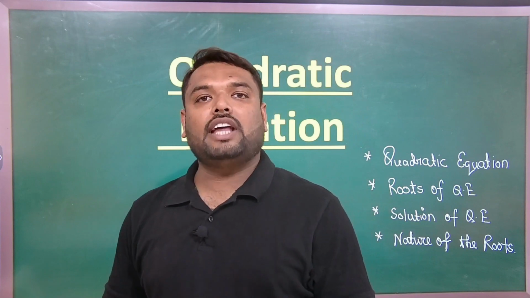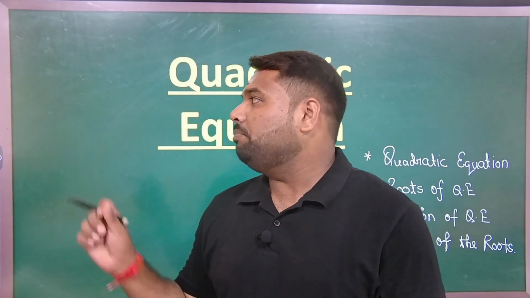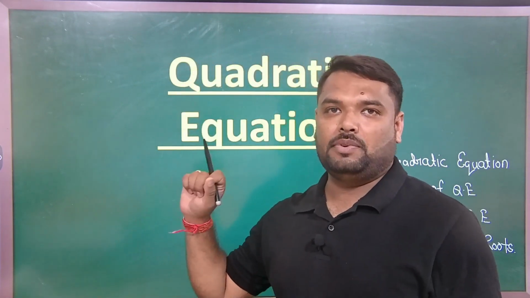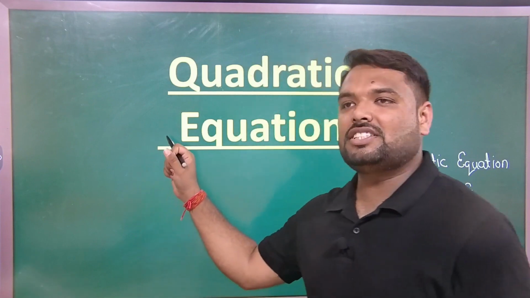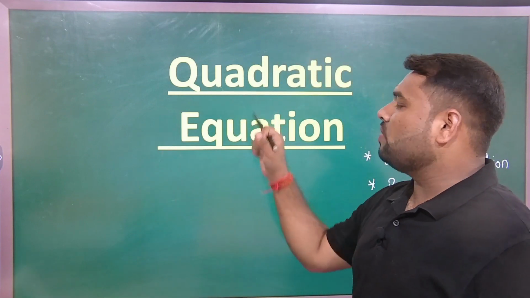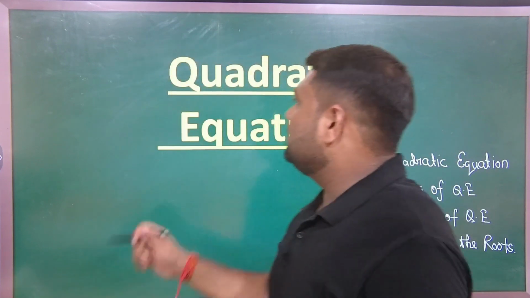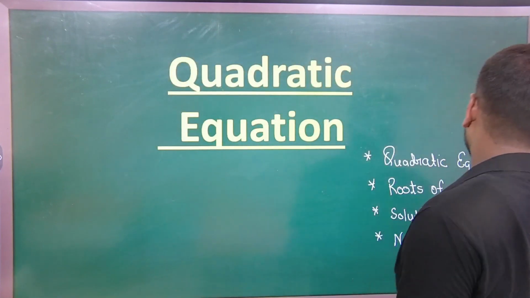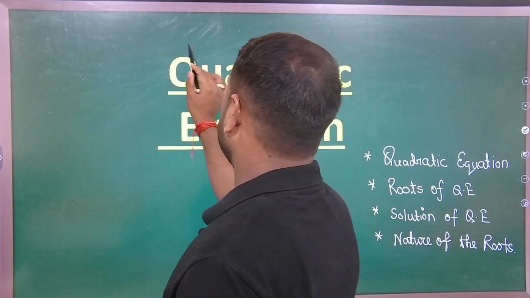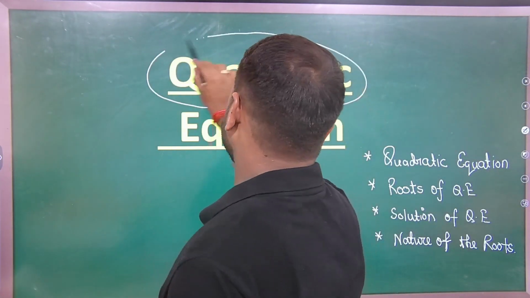As you all know, I always start the chapter by its name. So let us come to the name of this chapter. The name of this chapter is quadratic equation. Why is it called quadratic equation? So let us discuss the first word which is used. Quadratic. Why is it called quadratic?